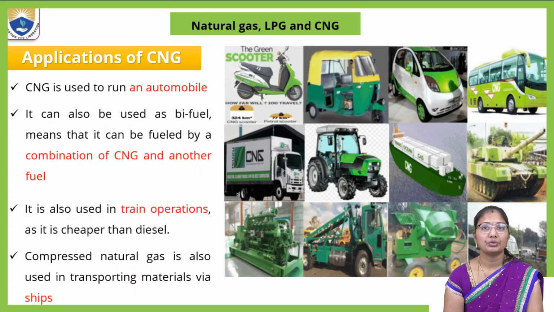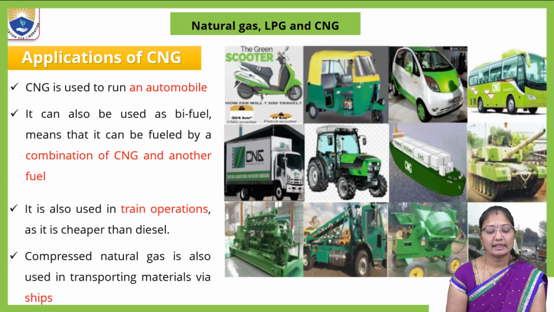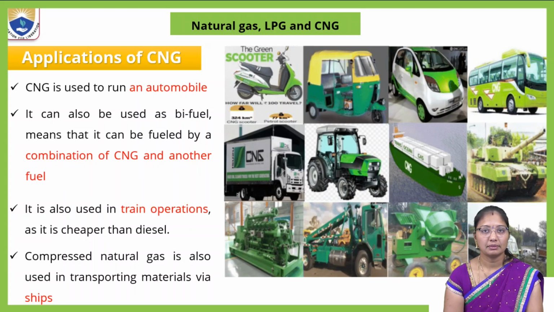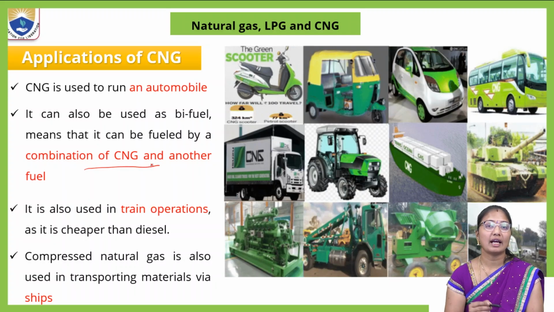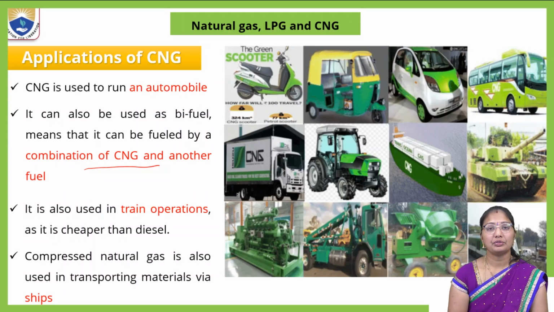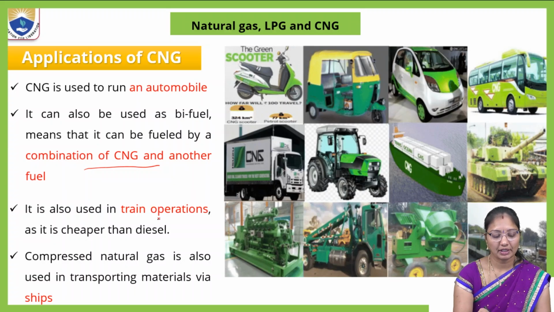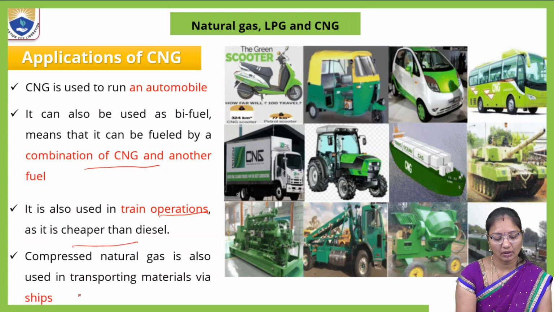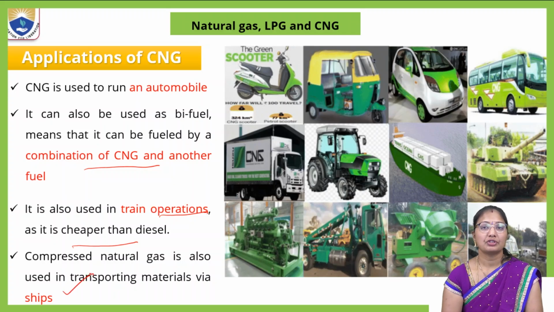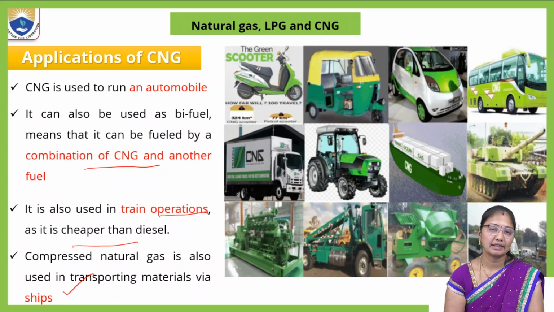CNG is used to run an automobile. It can be used as a biofuel, meaning it can be fueled by a combination of CNG and another fuel. It is also used in train operations as it is cheaper than diesel, so it is preferred. Compressed natural gas is also used in transporting materials via ships.